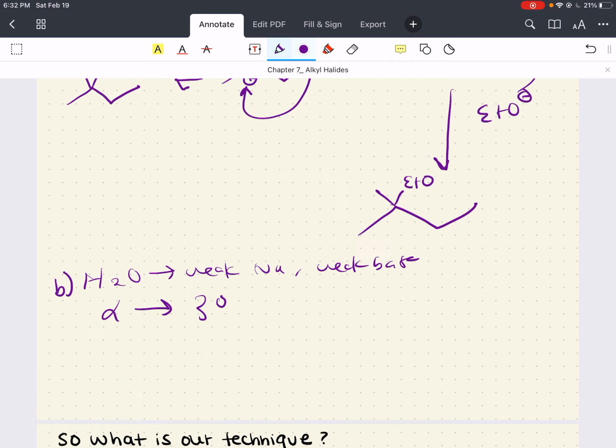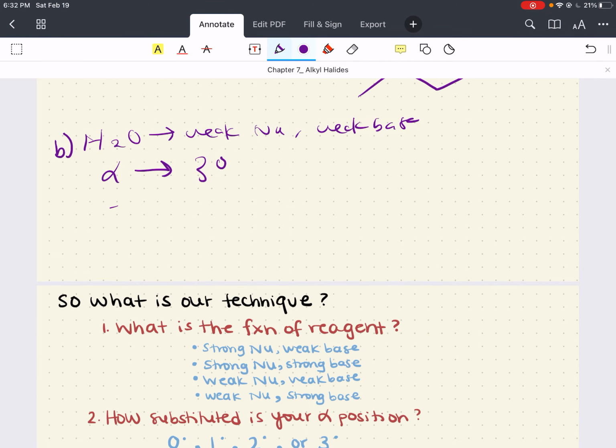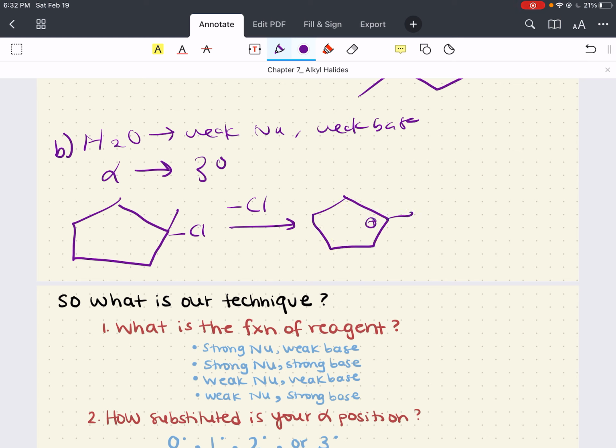So we're going to go ahead and draw our compound. All right, here we go. And we have chlorine here. First step, loss of a leaving group, so chlorine's going to dip. That means that we now have a carbocation. It's tertiary, it's really stable, nothing's going to rearrange now.